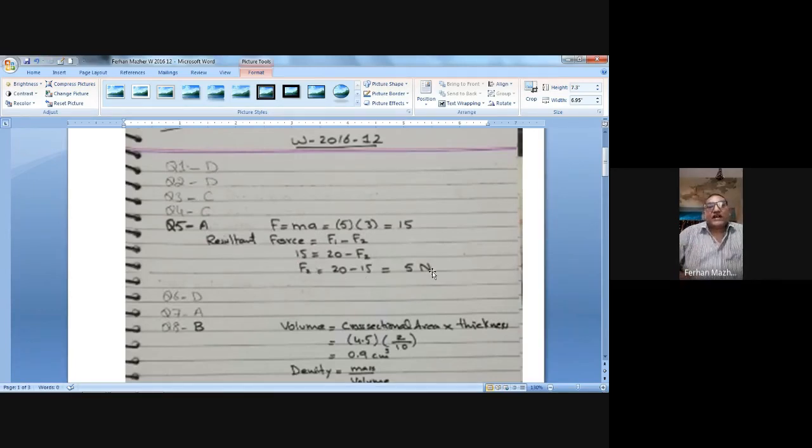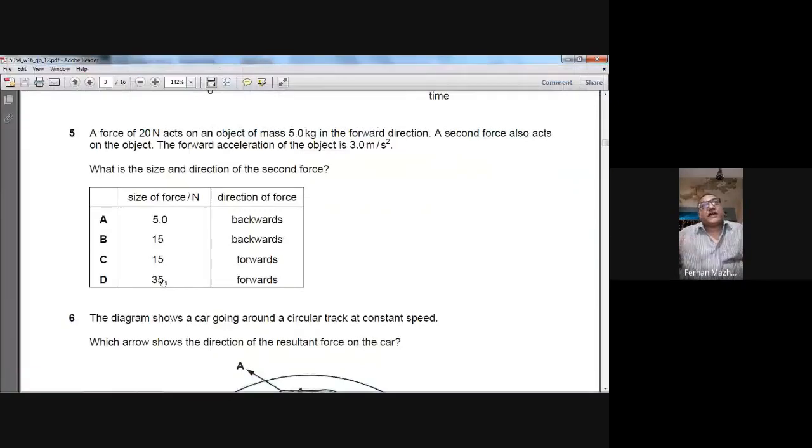So this 5 Newton force is the F2 force, the second force, and it is acting opposite to the forward force. So the choice is A in your question. If you look at it, the size of the force is 5 Newton and the direction will be backwards. So for question number 5, the choice is A.